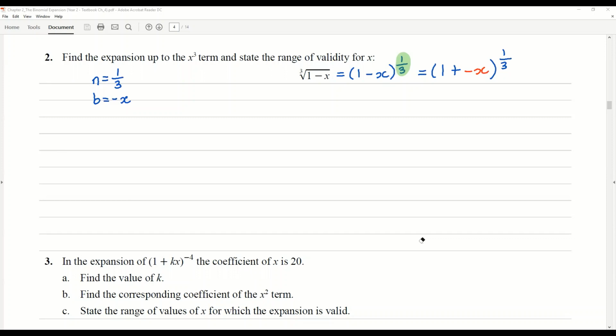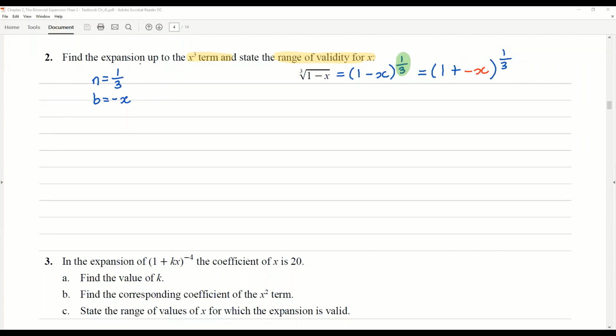And then we go back to our definition and we sub everything in. This time, we're interested in everything up to the x cubed term. And we also need the range of validity for x as well. So do read the question carefully. You don't want to be doing more work than you need to, or you don't want to be doing less work than you're supposed to.